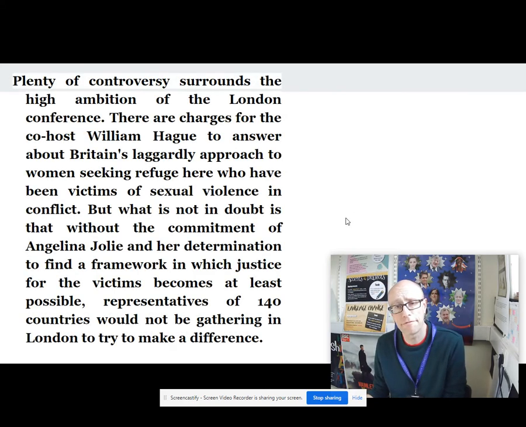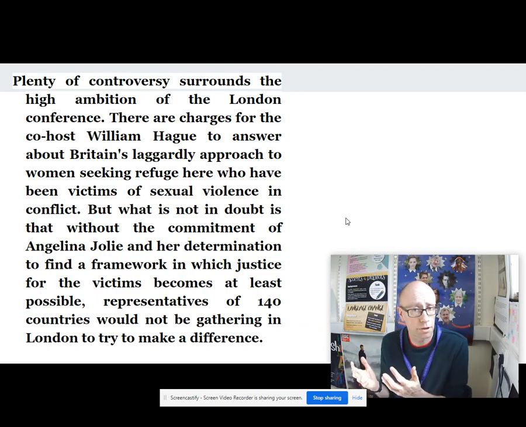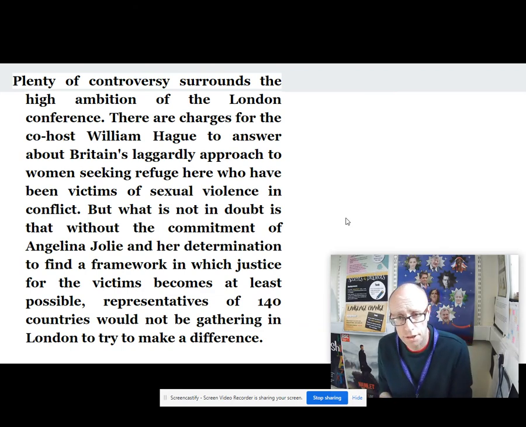We then have a final paragraph. Plenty of controversy surrounds the high ambition of the London conference. There are charges for the co-host William Hague to answer about Britain's laggardly approach to women seeking refuge here who have been victims of sexual violence in conflict. But what is not in doubt is that without the commitment of Angelina Jolie and her determination to find a framework in which justice for the victims become at least possible, representatives of 140 countries would not be gathering in London to try to make a difference.